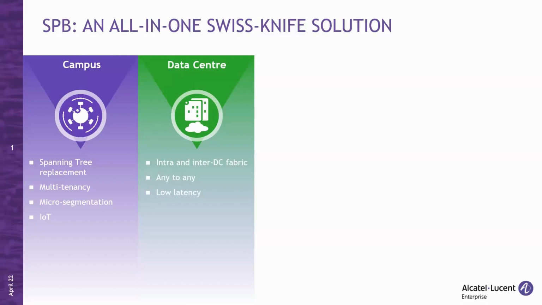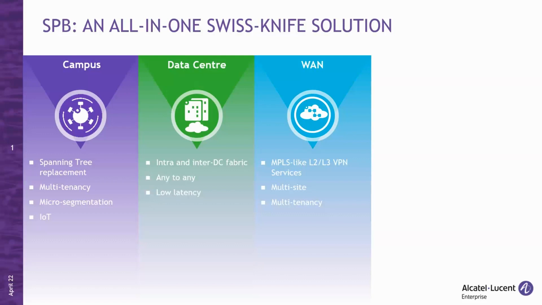You can use SPB to build data center fabrics spanning one or multiple sites. These fabrics provide any-to-any connectivity over optimal low-latency paths, making it ideal for modern virtualized or private cloud environments. The third area is the WAN. SPB offers Layer 2 and Layer 3 VPN services, which are similar to MPLS services, yet much simpler to deploy and operate. These services can deliver multi-tenanted services to multiple sites connected across the WAN.